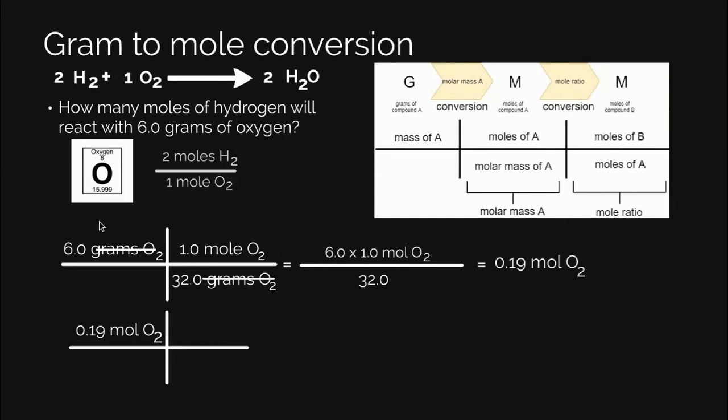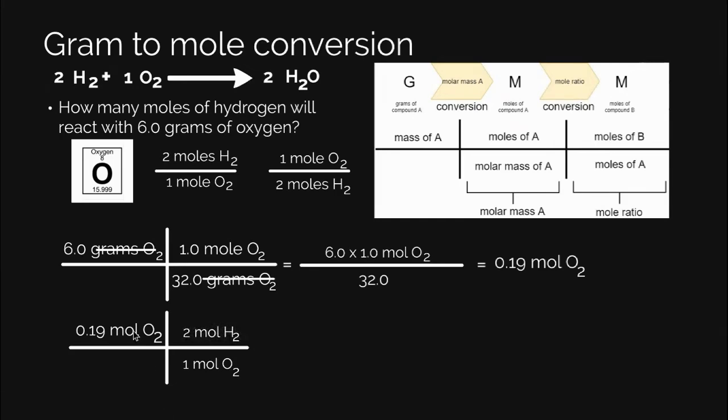Remember, there's two ways to write this mole ratio. I can set 2 moles of H2 over 1 mole of O2, and 1 mole of O2 over 2 moles of H2. And the one that I need in this case is the one that will go to the bottom with mole of O2. So I'll be using this one on the left with 1 mole of O2 on the bottom and 2 moles of H2 on the top.